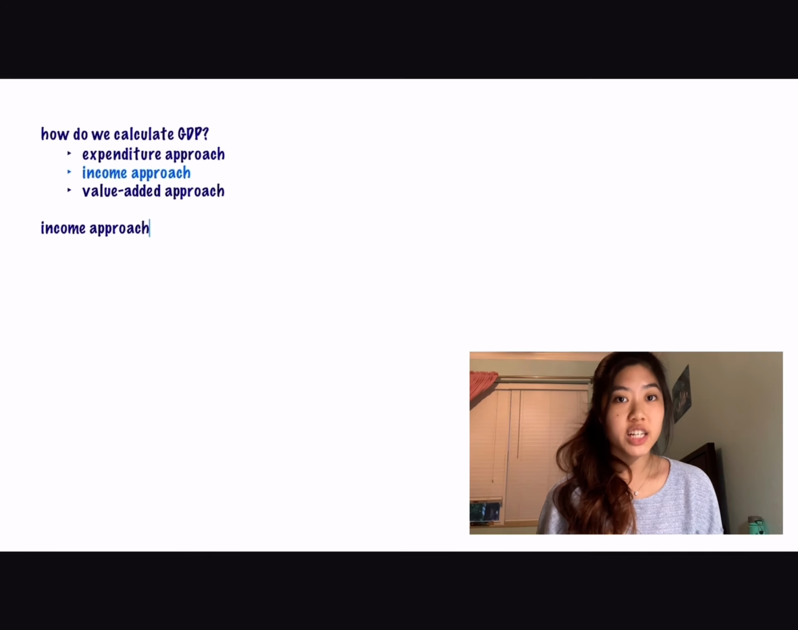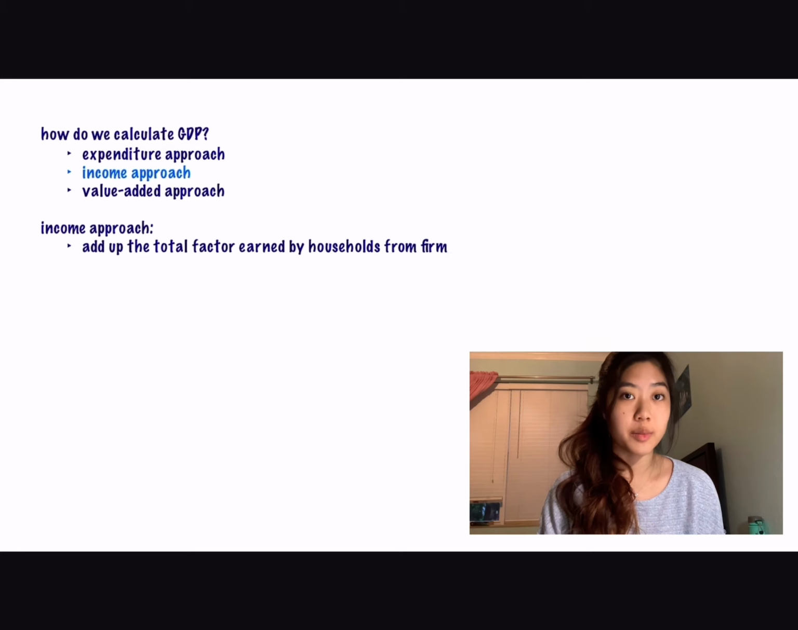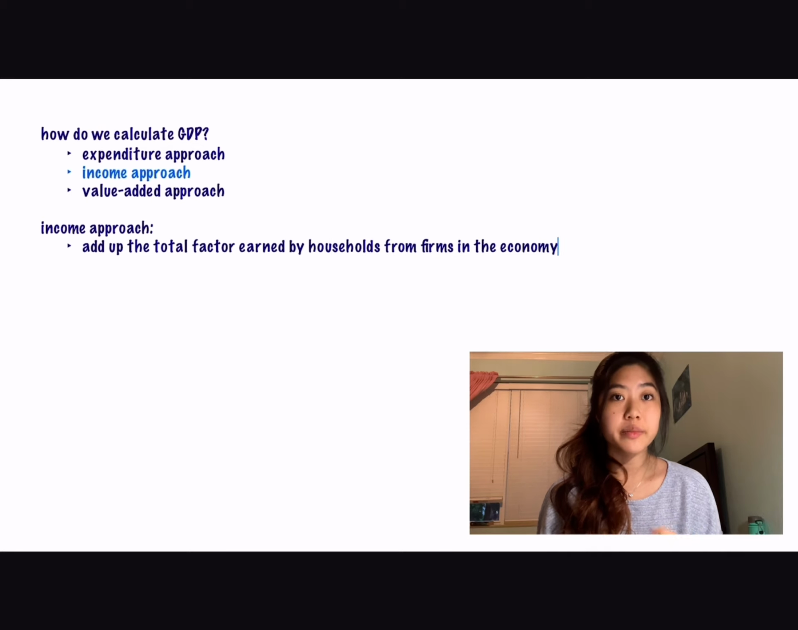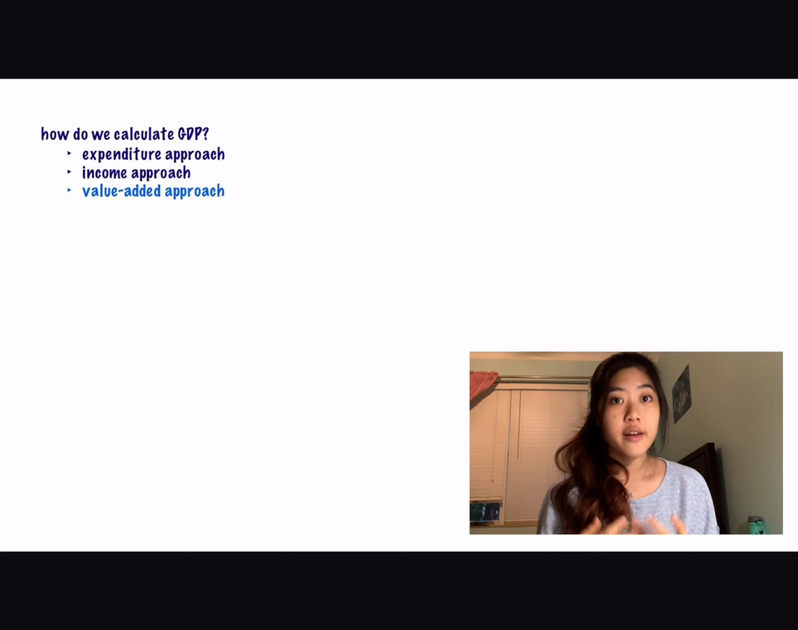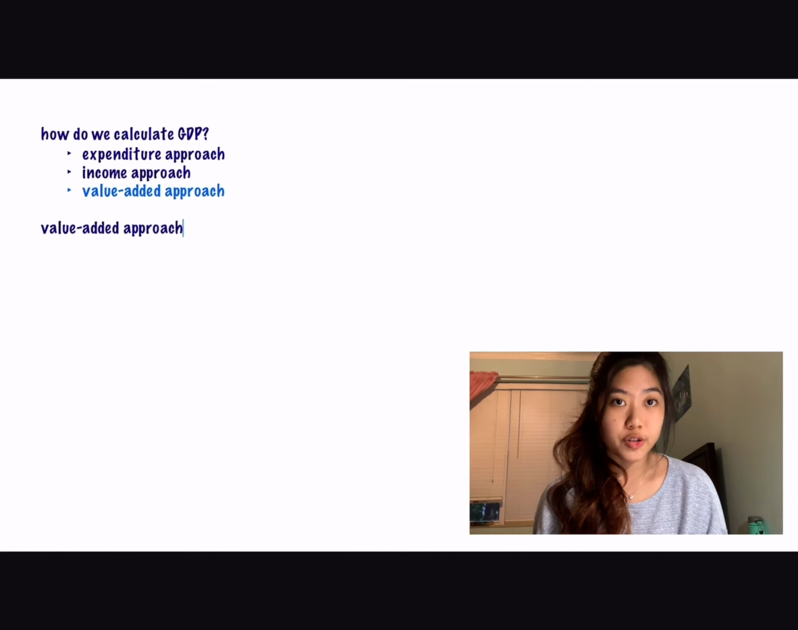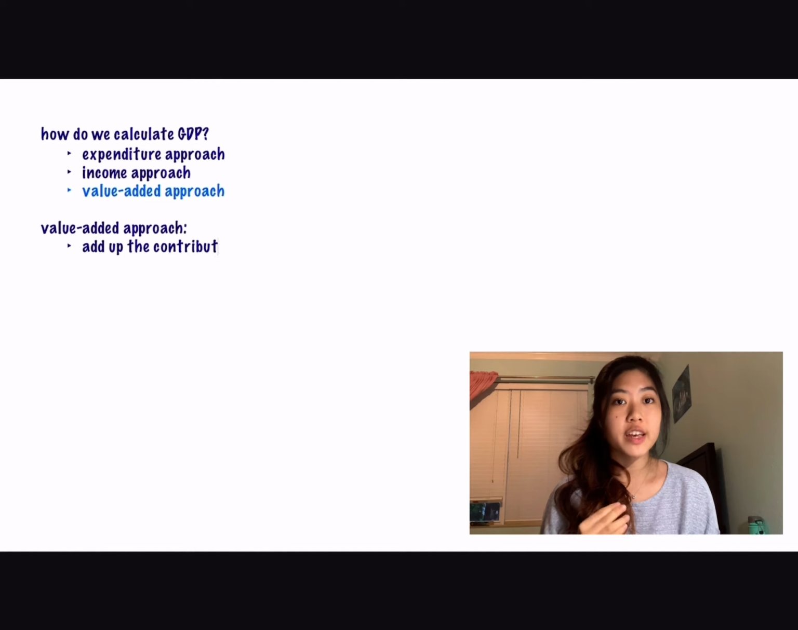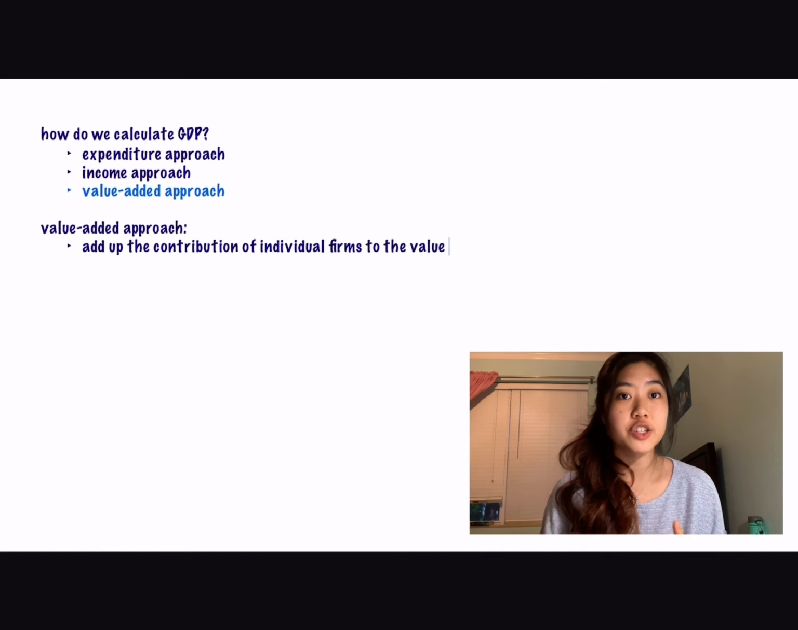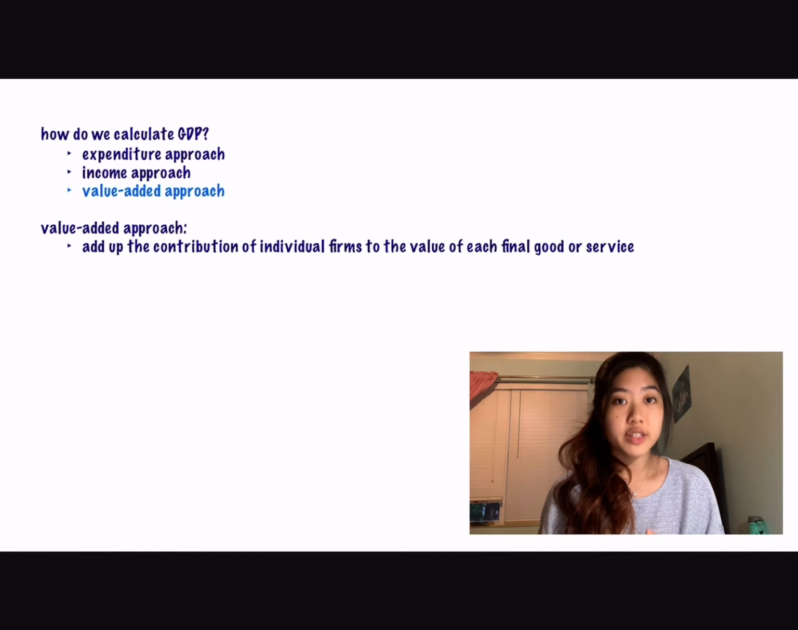Next up, the income approach is where we add up the total factor income earned by households from firms in the economy. All of the money that is spent on domestically produced goods and services generates factor income to households. Finally, we have the value-added approach, which is where we add up the contribution of individual firms to the value of each final good or service. To avoid redundancy, however, we only count the value that is added, which is the difference between the value that the good or service is sold at and the input value.